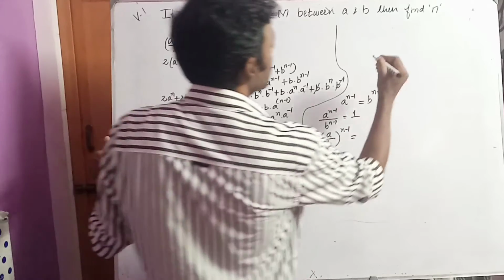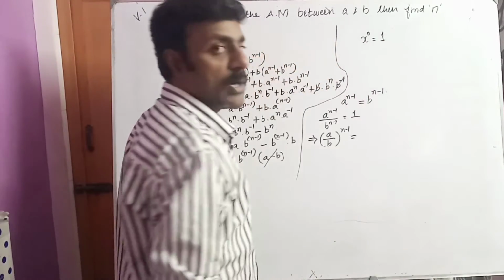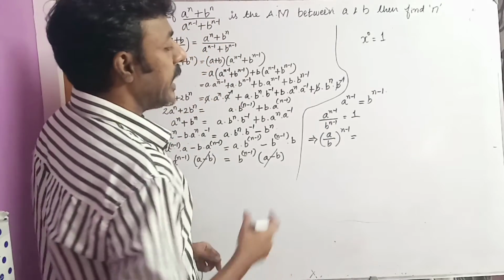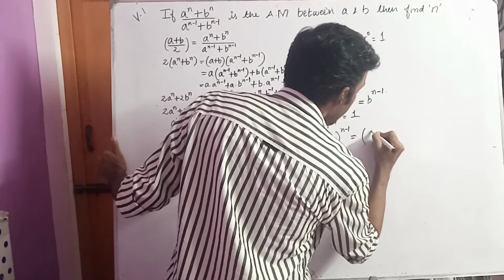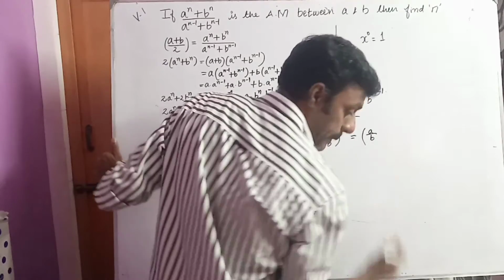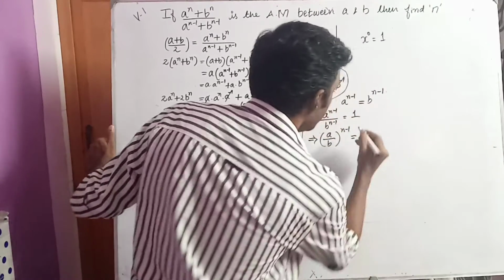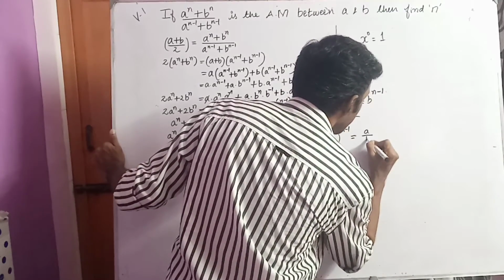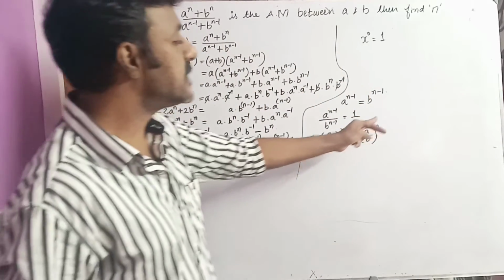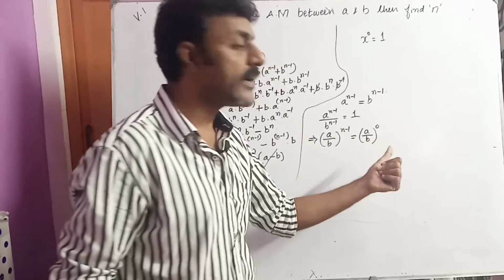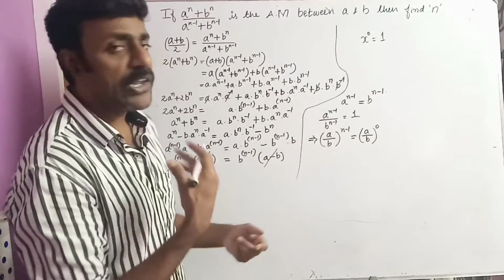What is x to the power 0? x to the power 0 is nothing but 1. So anything raised to the power 0 will be 1. So I can write this as a divided by b raised to the power 0. Similarly, a by b raised to the power 0 will be 1. So in no way the value is getting changed.